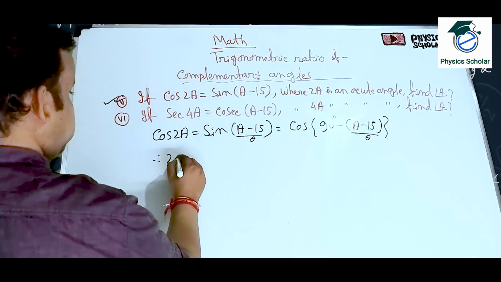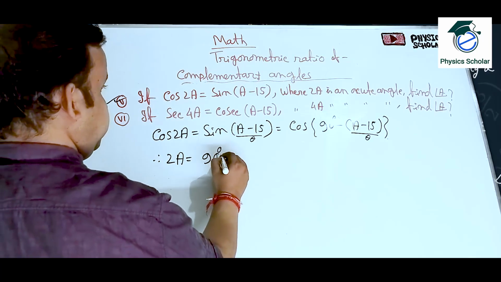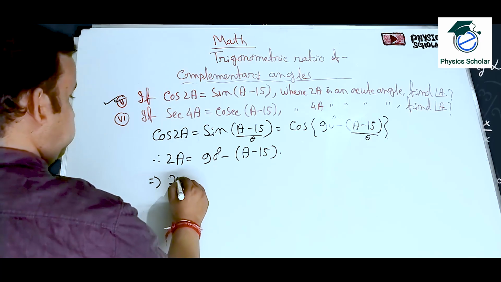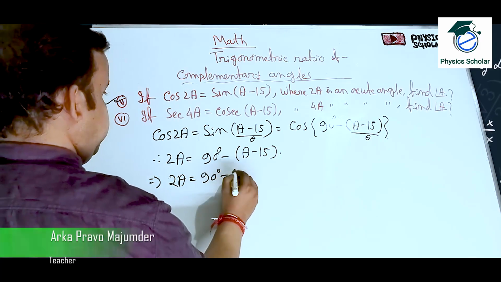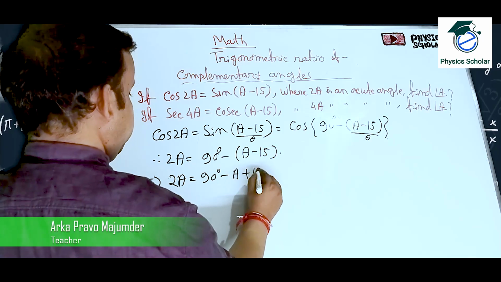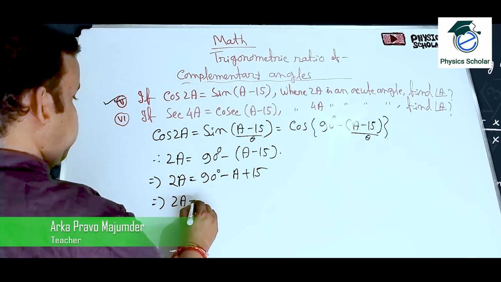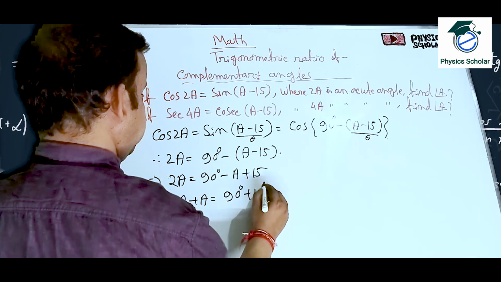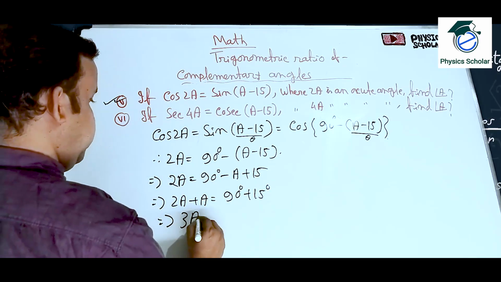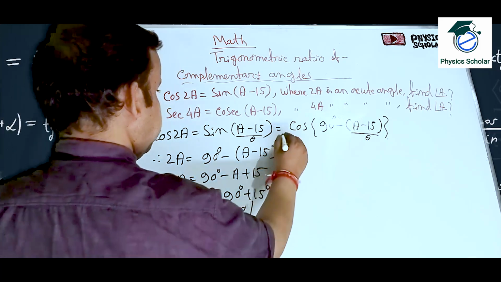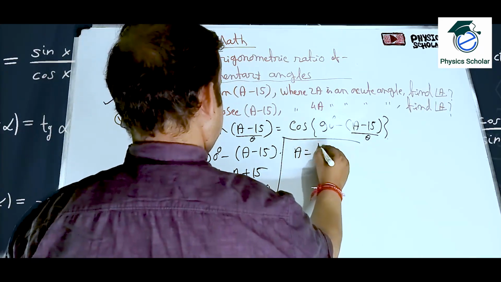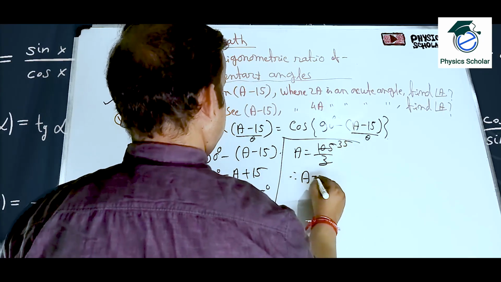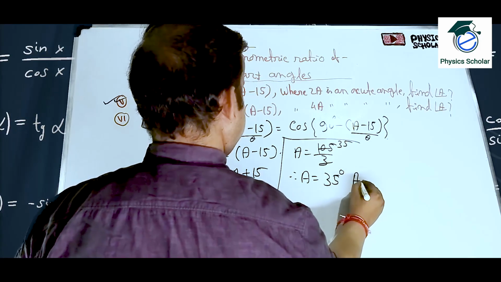So what can we write? Twice A is equal to 90 degree minus A minus 15. Clear? So now twice A is equal to 90 degree minus what? The sign of A will change, A plus 15. So twice A plus A is equal to what? 90 degree plus 15 degree. Okay. So that means what? 3A is equal to 105 degree. Okay. So A is equal to 105 by 3. That means A is equal to 35 degree. Clear? So it is the answer.